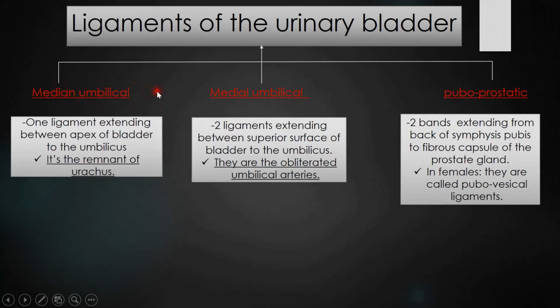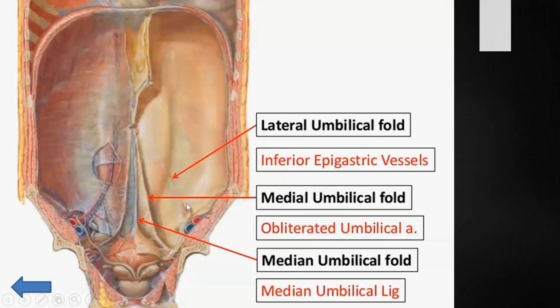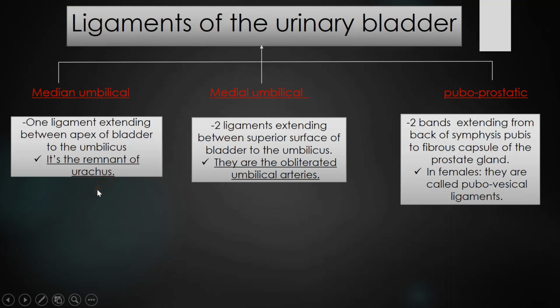Ligaments of the urinary bladder. The median umbilical ligament is a single ligament extending between apex of bladder to the umbilicus. Here it is, the median umbilical ligament. It's the remnant of urachus. We will know later what is the urachus when we discuss its embryology.